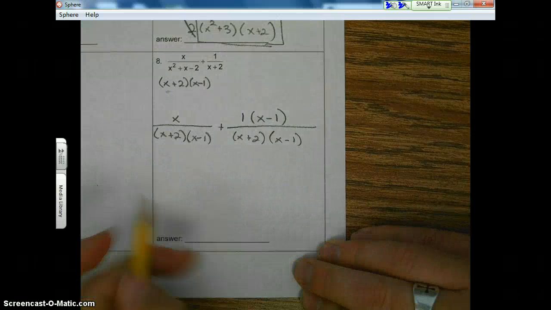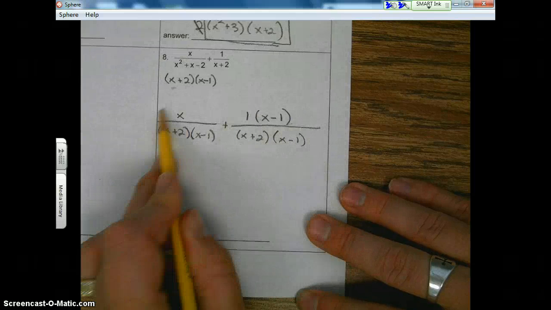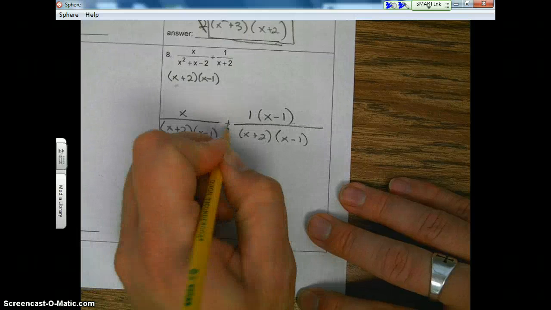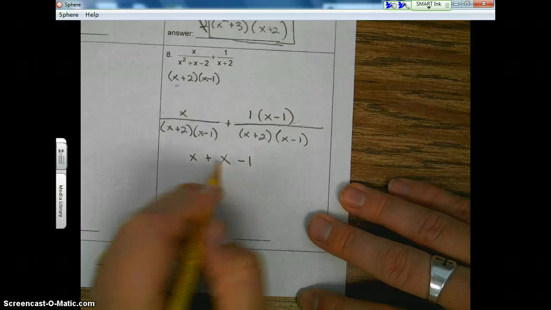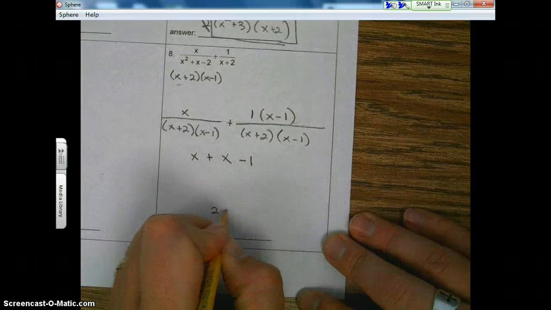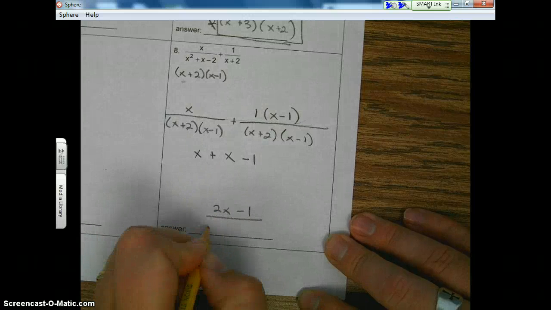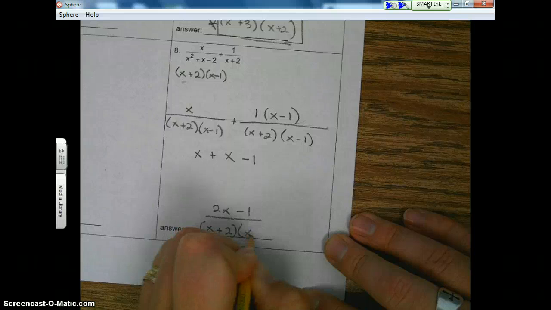Okay, now we simplify the numerator. So we have x plus 1x plus negative 1. So x plus x is 2x minus 1 over x plus 2, x minus 1.